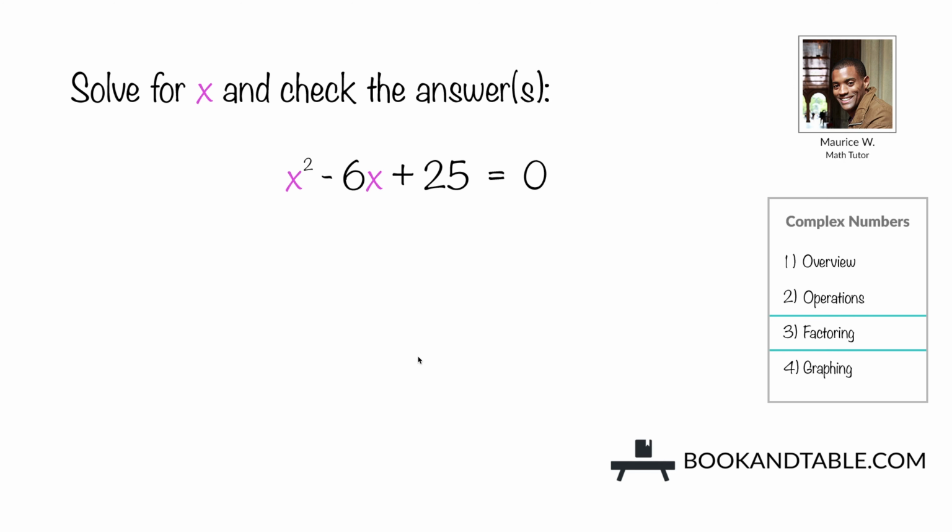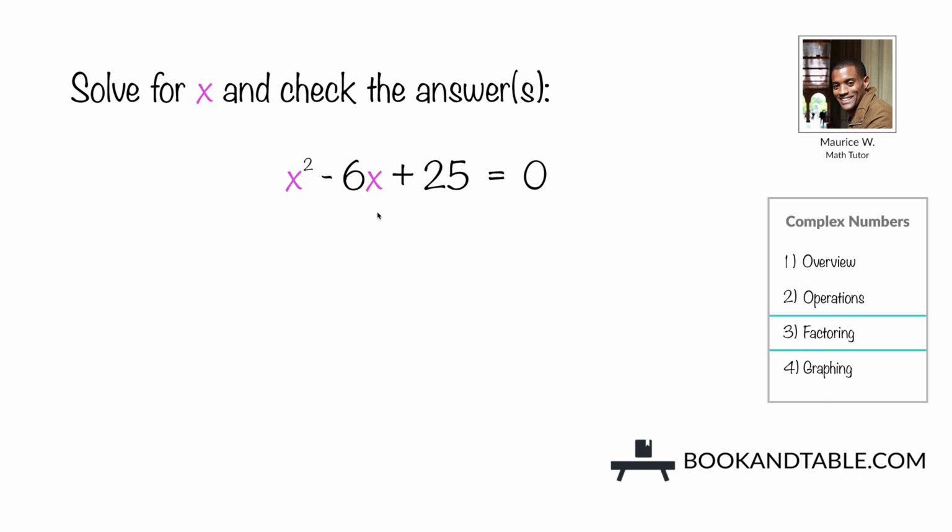Let's say you were asked to solve for x and check the answers, for x squared minus 6x plus 25 is equal to 0. A couple of things. When you are using the quadratic formula, on the right side, make sure you have 0. If there is a constant there, move it to the left side and combine it with the constant on this side.